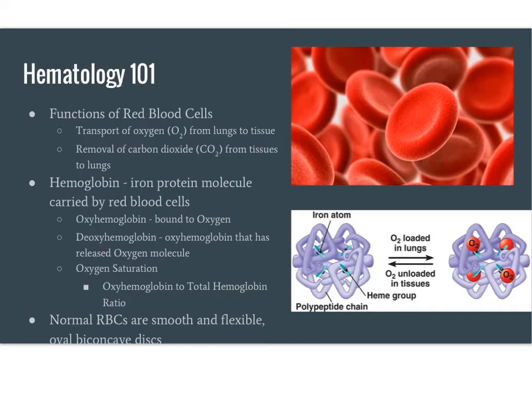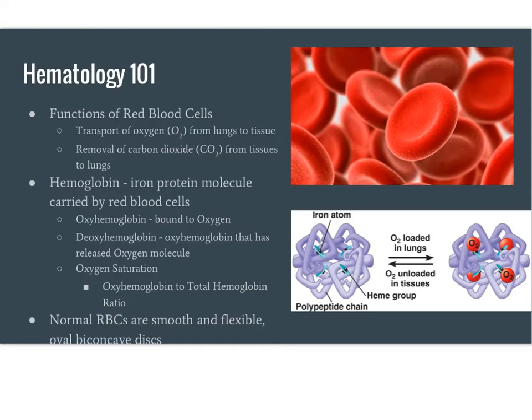When oxygen is bound to the hemoglobin, it is called oxyhemoglobin. After releasing the oxygen molecule, the hemoglobin is referred to as deoxyhemoglobin. Oxygen saturation refers to the percent of hemoglobin in circulation that have bound oxygen to them. When this ratio decreases, the working tissues are not receiving enough oxygen to function optimally.